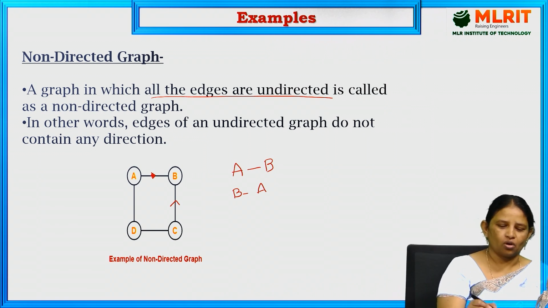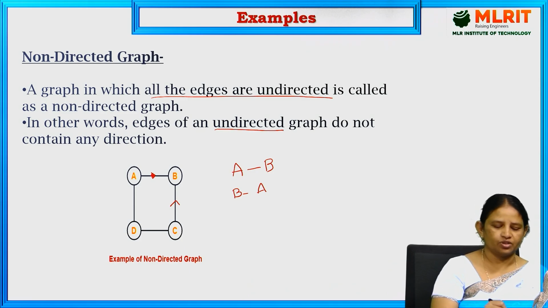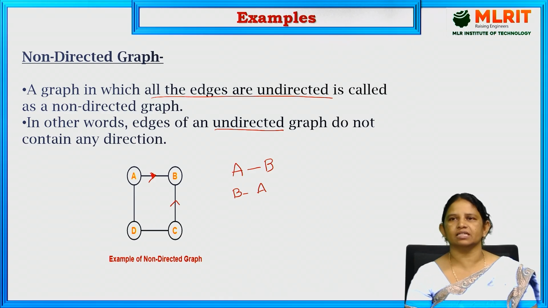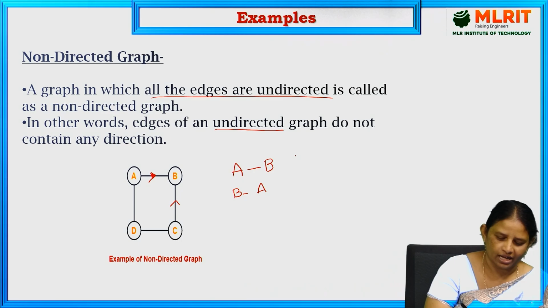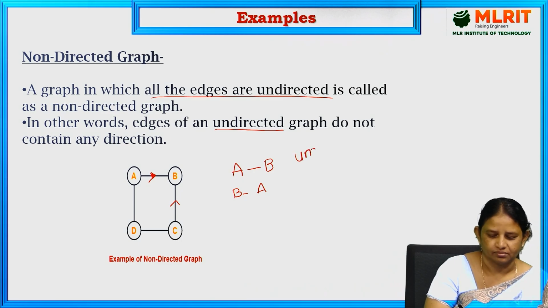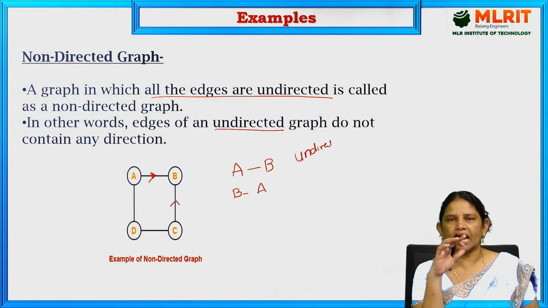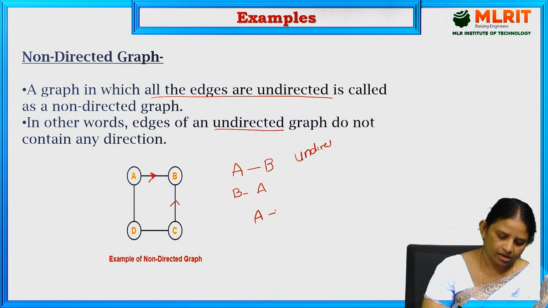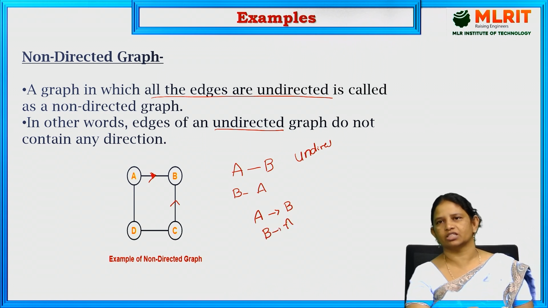Another name for non-directed graph is undirected graph. In the case of an undirected graph, there is no arrow mark or direction on the edges. Then it is called a non-directed graph. It is also called an undirected graph. So in the case of an undirected graph, we can traverse in both directions. That means A to B is present, and B to A we can also traverse because there is no direction on the edges.